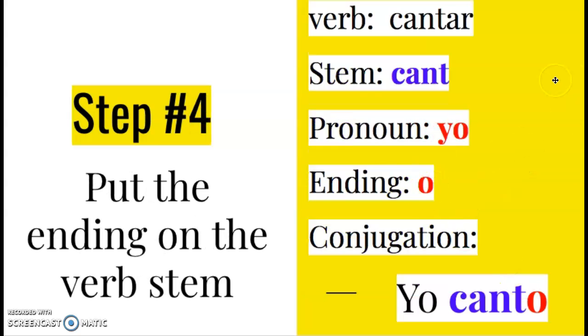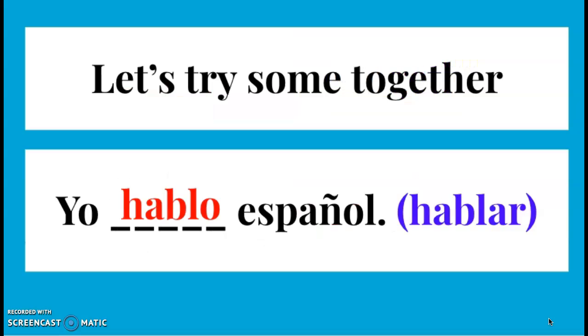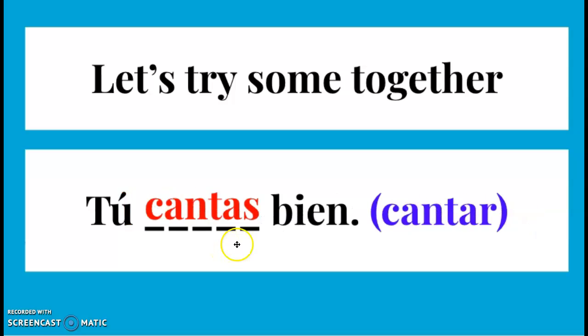So let's say I want to say I sing. So I start off with my verb cantar. I get rid of my AR, so I'm left over with my stem cant. My pronoun is yo, because that means I. I put on the ending o, and now it becomes yo canto. I sing. Okay, so let's do a few practices together. Okay, so we've got yo hablo español. Okay, the verb is hablar, means I speak or I talk. I get rid of my AR, since it's yo, the ending I would put on the end would be o. Yo hablo.